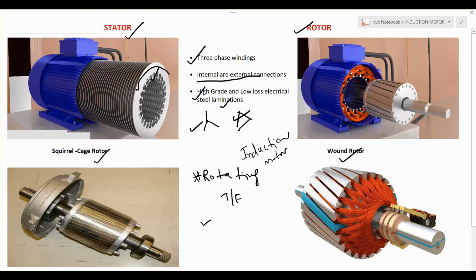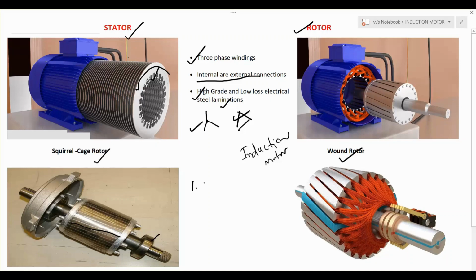What is the difference between squirrel cage and wound rotor? Mainly here, the rotor conductors, if you see here, these are the rotor conductors making some angle with the shaft. So between the shaft and the rotor conductors there is an angle. It is not parallel, so making some angle, and these rotor slots are skewed at some angle. Why are we skewing? There are mainly three reasons.